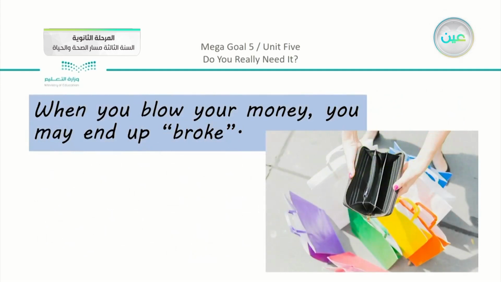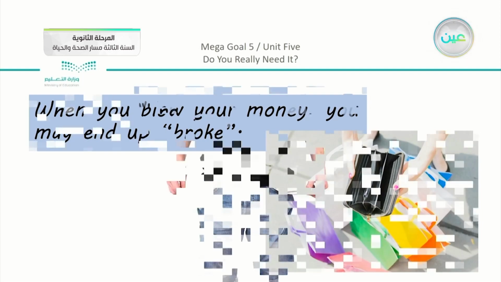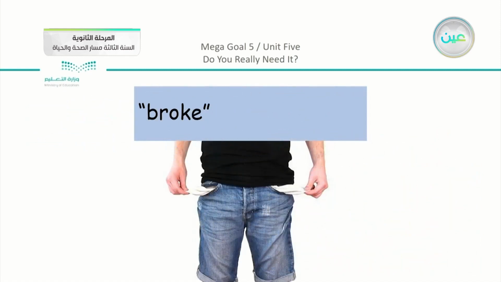And we have here, when you blow your money, you may end up broke. So the result of spending a lot of money is at the very end, like the picture that you can see here, ending up broke. You can see this man here, he is out of money. So broke here is just a phrase used to show that someone doesn't have money.